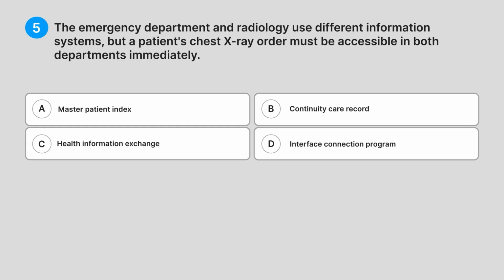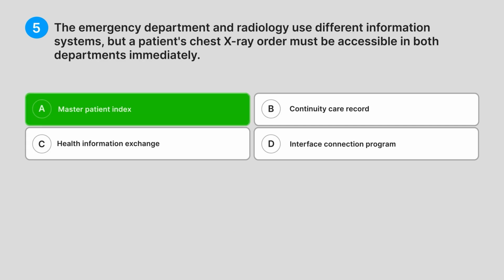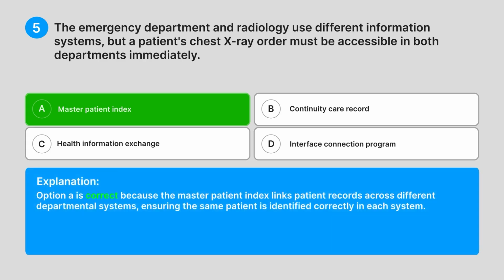Correct answer, A. Master Patient Index. Explanation. Option A is correct because the Master Patient Index links patient records across different departmental systems, ensuring the same patient is identified correctly in each system.